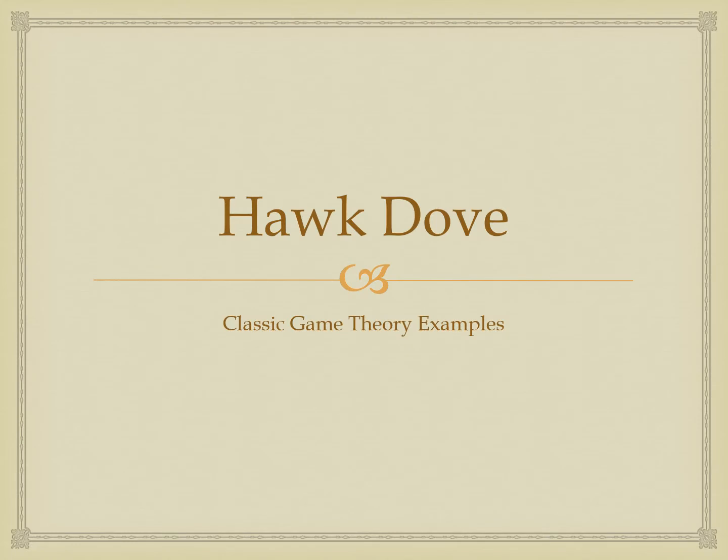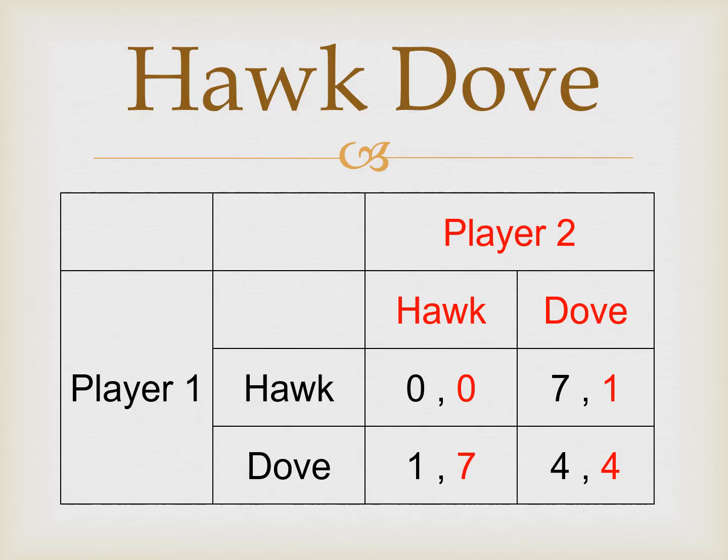The next classic game is a hawk-dove game. This is often used to describe international relations in terms of going to war or having peace. So we can think of international relations and areas of conflict where aggressive play may help as a hawk-dove type game. Here's a standard setup of a hawk-dove game.